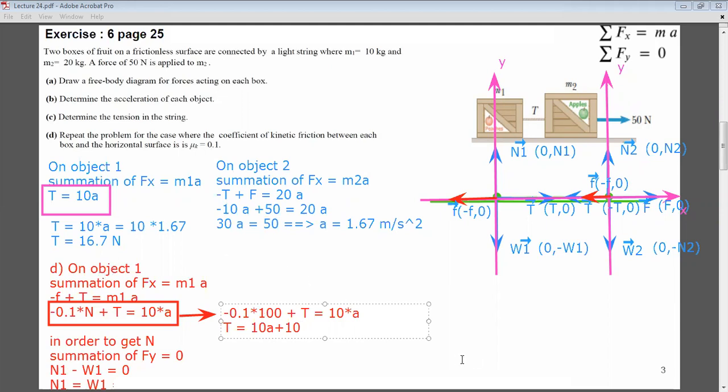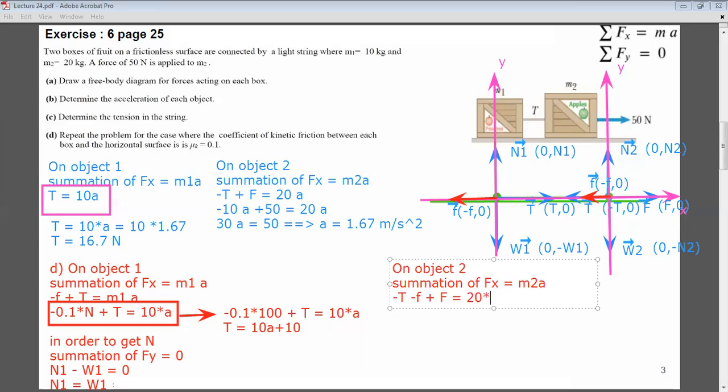Now I have to do the same thing, but on object 2. So I come here, on object 2, summation of Fx equals M2 a. Similarly, what forces do I have here on the x-axis? I have minus T, I have minus f, and I have a plus F. These are the forces I have. This is equal to M2, which is 20, times the acceleration. This T is minus 10a minus 10.